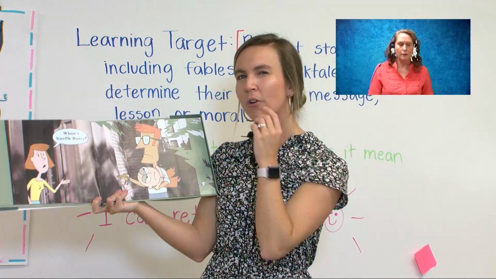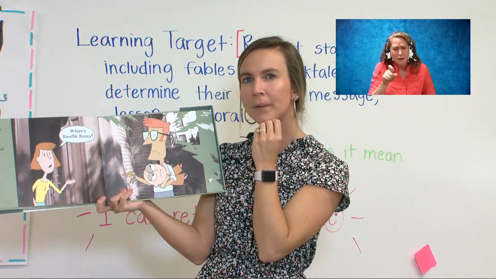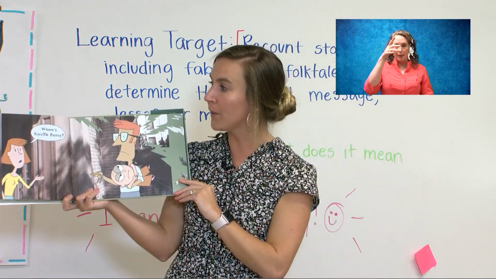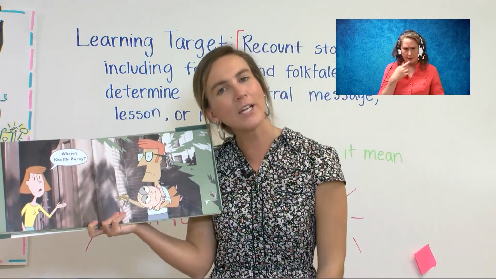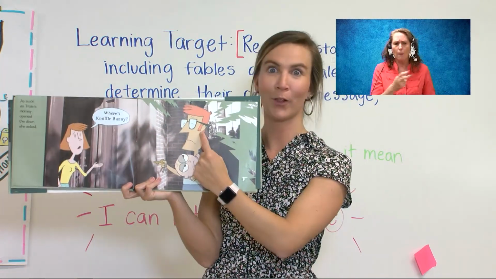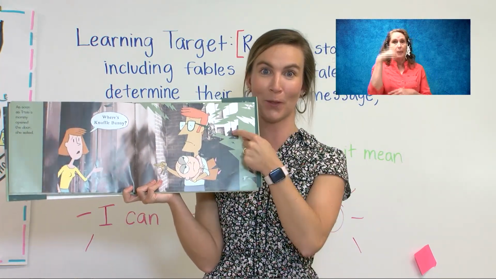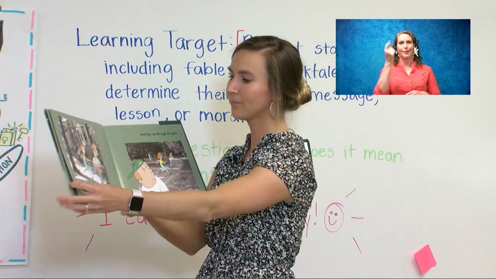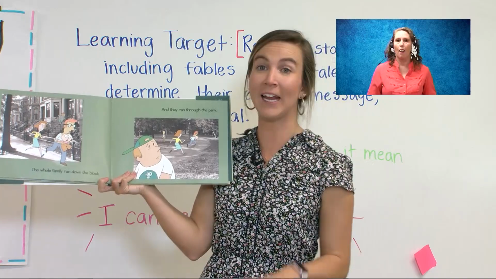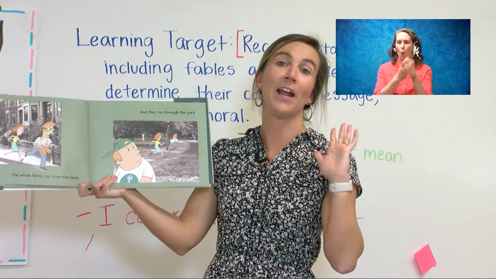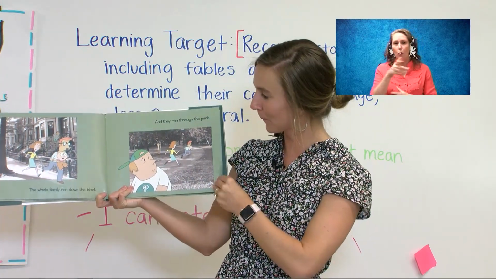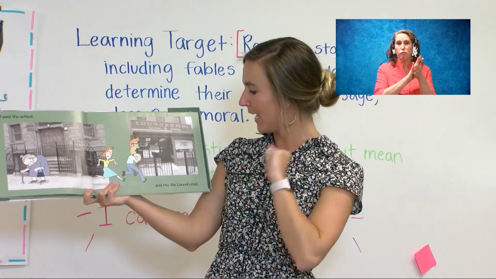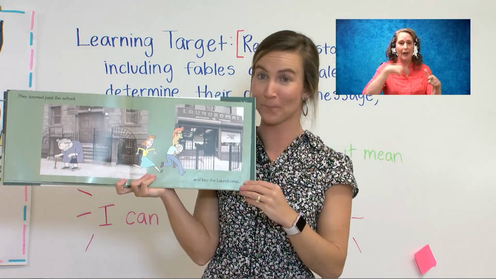Does the dad know what's wrong? Does he know what Trixie's problem is? Not yet. As soon as Trixie's mommy opened the door, she asked, "Where's Snuffle Bunny?" Look at the dad's face. Do you think he realized the problem now? Yes, he did. The whole family ran down the block and they ran through the park. They zoomed past the school and into the laundromat.